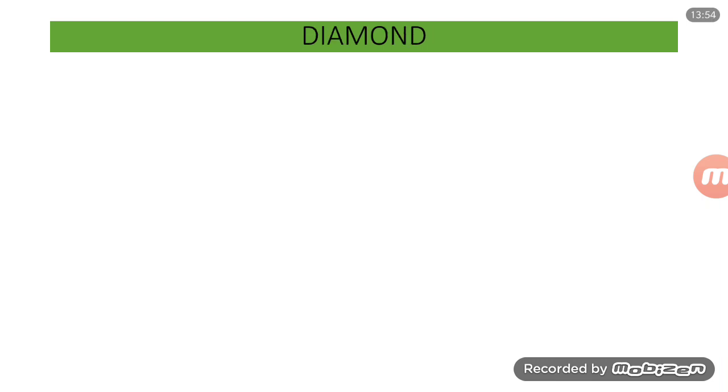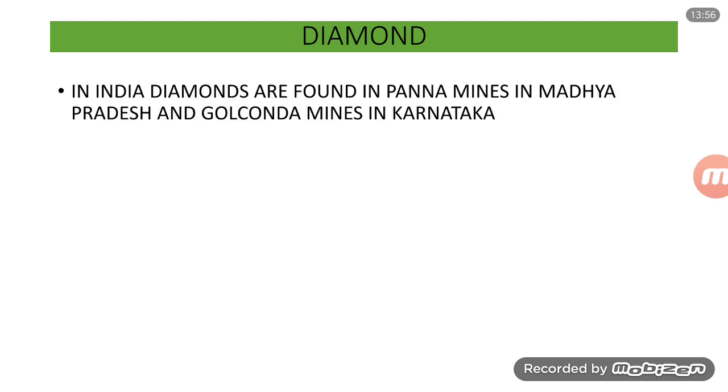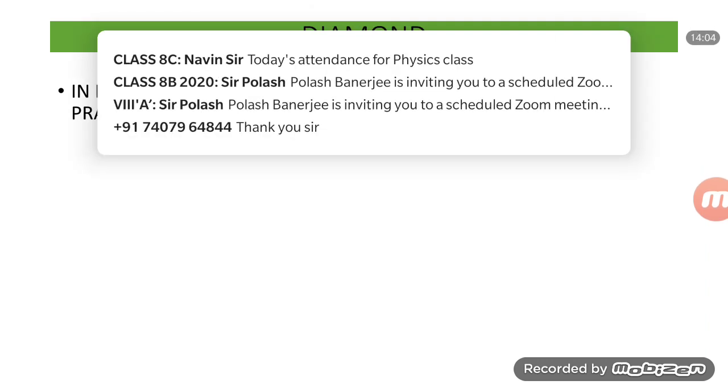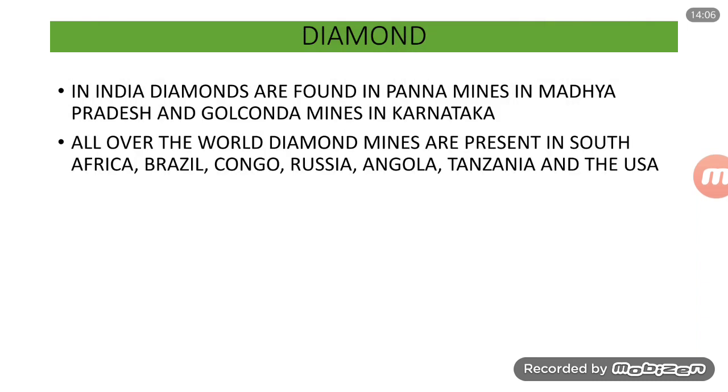Crystalline carbon occurs mainly in two allotropic forms we have studied earlier, that is diamond and the other one is graphite. Coming to diamond. In India, diamonds are found in Panna mines, which is located in Madhya Pradesh, and Golconda mines, which is in Karnataka. Then all over the world, diamond mines are present in South Africa, Brazil, Congo, Russia, Angola, Tanzania and the USA.